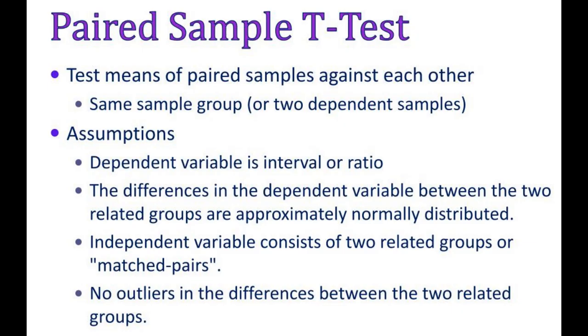Now let's discuss another type of t-test, which is the paired sample t-test. The paired sample t-test, sometimes called the dependent sample t-test, is a statistical procedure used to determine whether the mean difference between two sets of observations is zero. In a paired sample t-test, each subject or entity is measured twice, resulting in pairs of observations.